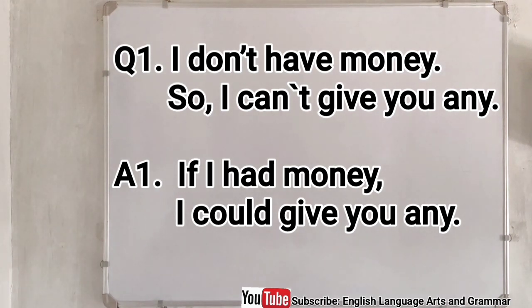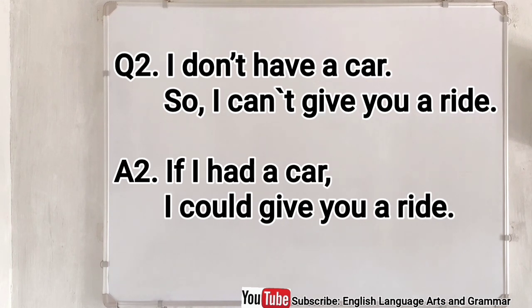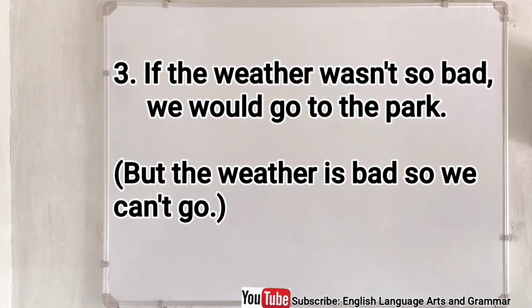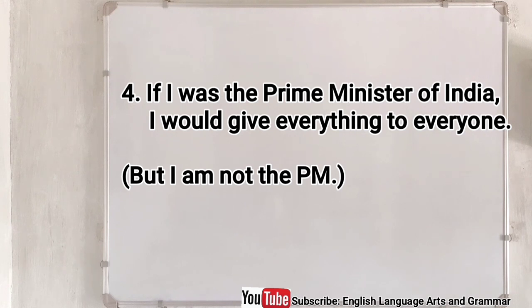Question 1. I don't have money, so I can't give you any. The if clause is, if I had money, I could give you some. Question 2. I don't have a car, so I can't give you a ride. The if clause is, if I had a car, I could give you a ride. Some more examples. Example 3. If the weather wasn't so bad, we would go to the park. Example 4. If I was the Prime Minister of India, I would give everything to everyone for free.